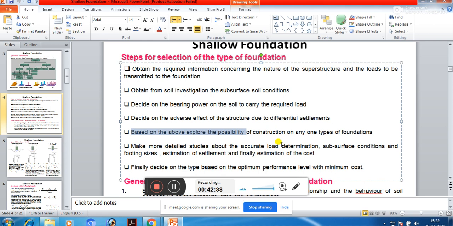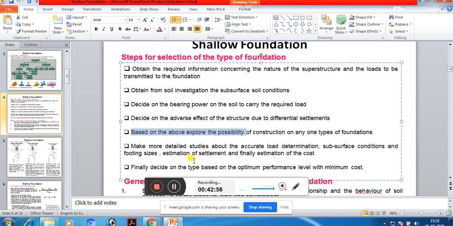So before you become a foundation engineer, you need to learn soil very properly. You need to have a clear idea about soil mechanics. So soil mechanics is such an important subject for foundation engineering, you now understand.